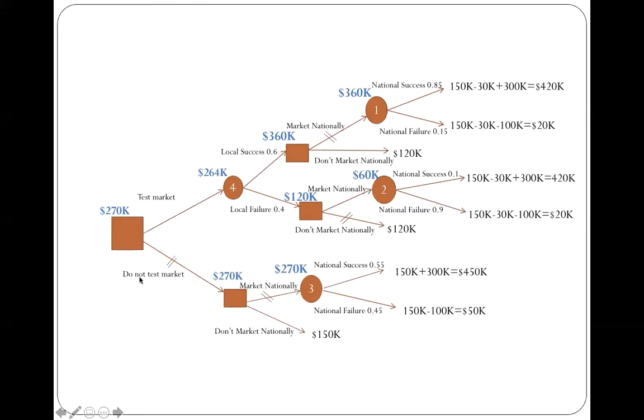Okay, so what does this decision tree tell us? If you ever are at this decision-making point, the best decision is not to test the market locally, and then when you get to the next decision-making point, the best decision is just go ahead and market the product nationally and just see what happens in the future, either a national success or a national failure. You expect an average asset value of 270K. Okay, that's basically how we are going to read the results of this decision tree and see what is the set of decisions that has been recommended for us.